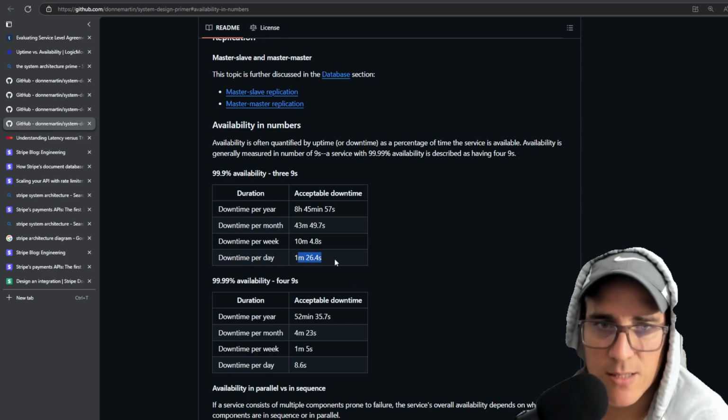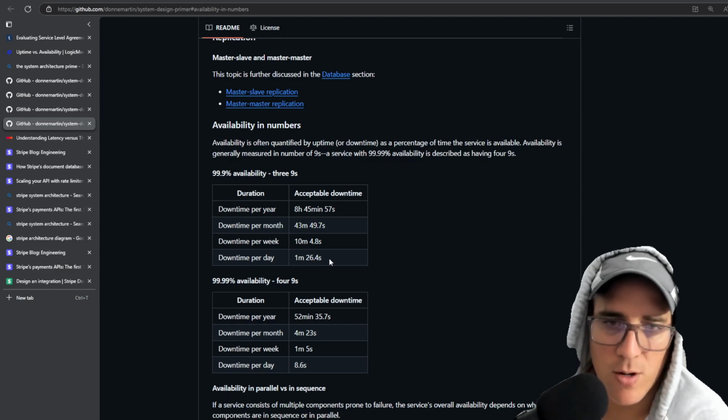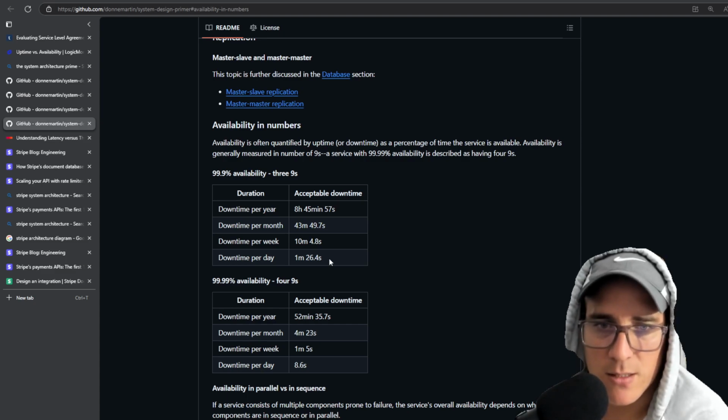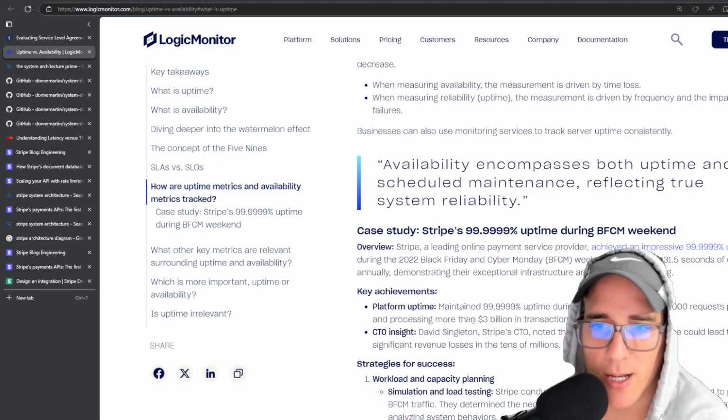So imagine you have a system that has only 3 nines of availability, and you can get up to around 1 minute and a half, 86 seconds, of downtime in a day, which in total would be 8 hours 45 minutes in a year. 99.99% availability, 4 nines, is only 8.6 seconds in a day, which makes 52 minutes in a year. So this is very good actually.